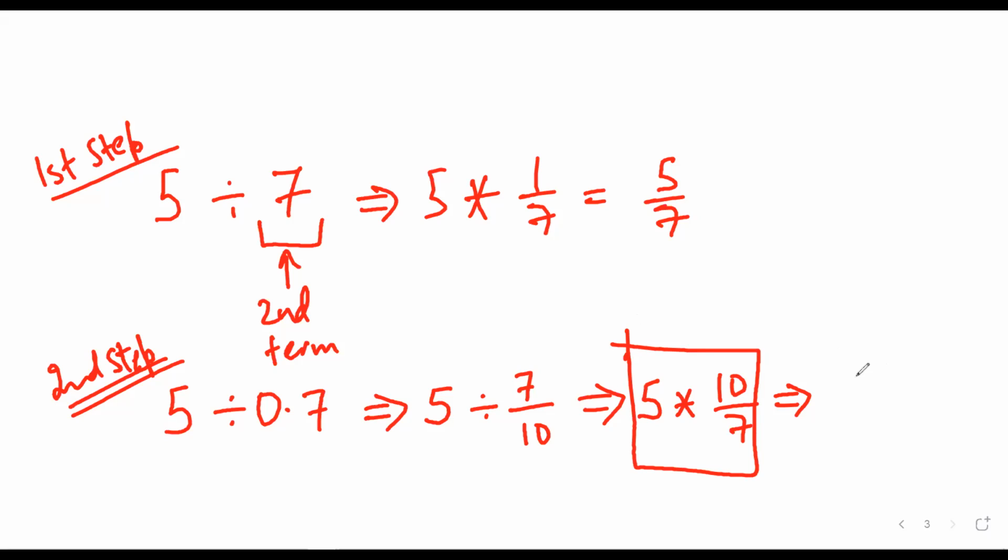Yeah, I can see. So what will be the answer? So it will be 50 upon 35, and then you can simplify it to 10 upon 7.